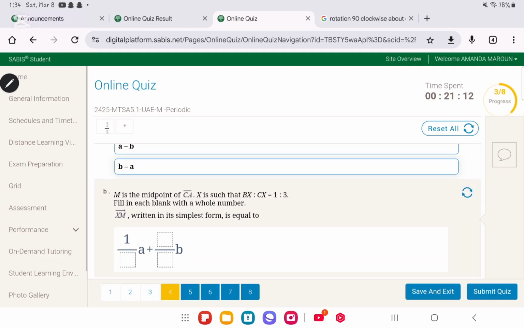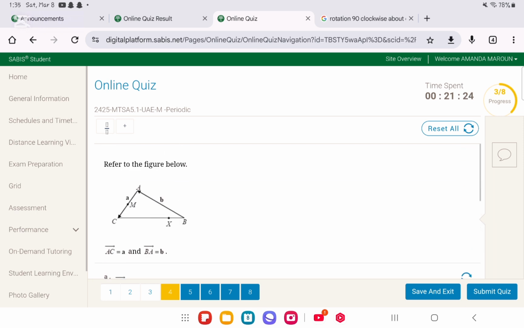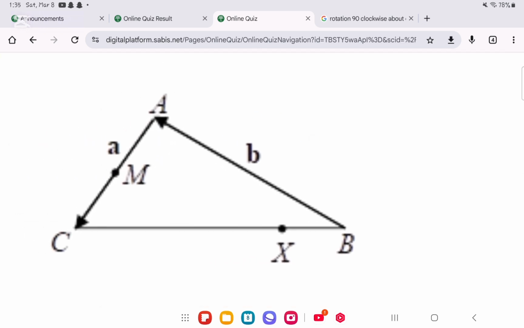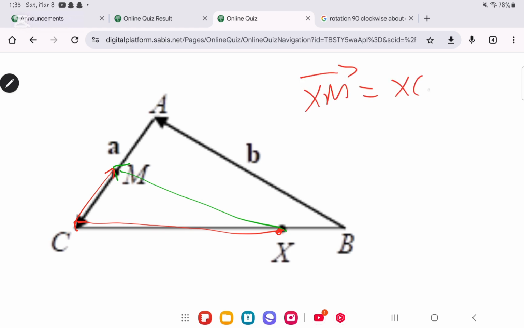We move on to part B. They said M is the midpoint of CA and X is such that BX to CX is 1 to 3. Fill in the blanks. They need us to find the value of XM. You can do this in very many ways, but a really easy way would be to take XC and CM. So XM is equal to XC plus CM.